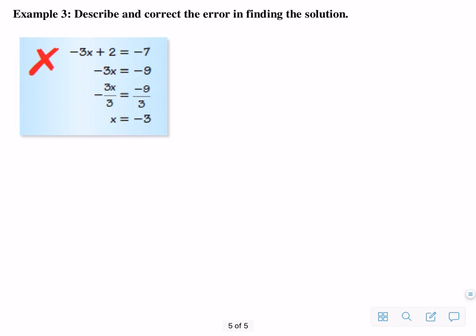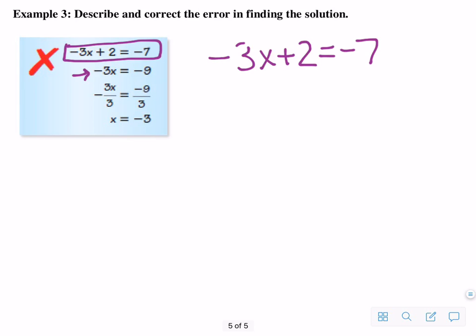Alright, so our last example is asking us to describe and correct the error in finding the solution. So these are things that you'll see throughout our practice problems, our textbook, and even on the standardized testing. I always approach these by setting up my equation on the side here and working through it myself, because you'll notice they don't show how they got from here to here, and to me that's very confusing. But if I take the time to work through it myself, I can definitely identify the problem a lot easier.